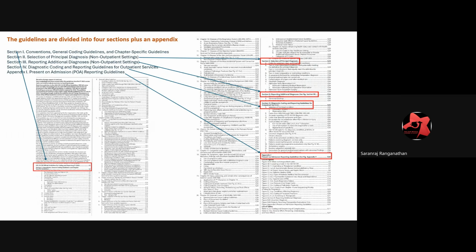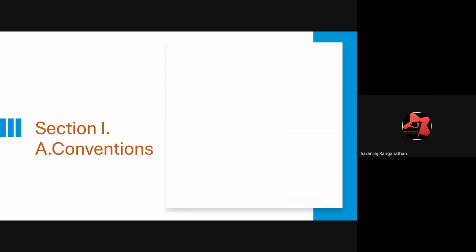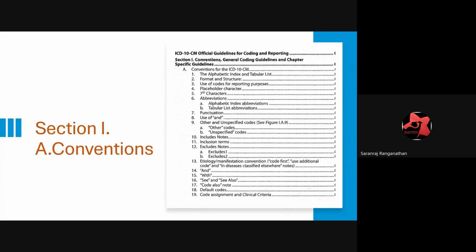Now we are going to discuss in detail about Section 1. In Section 1, we are going to discuss the conventions. These are all the guidelines in the conventions. There are almost 19 plus guidelines in the conventions that we are going to discuss one by one.